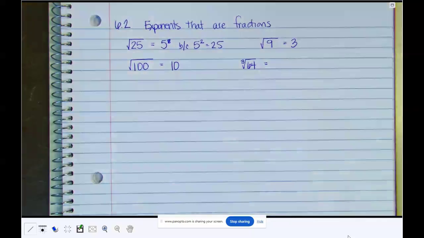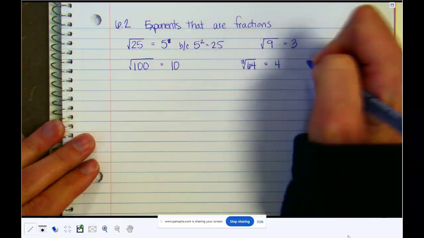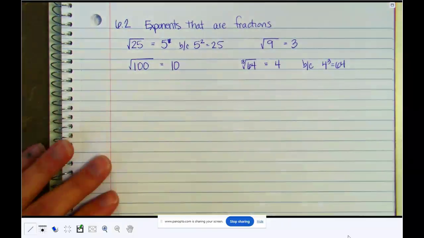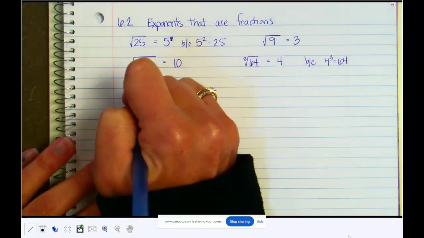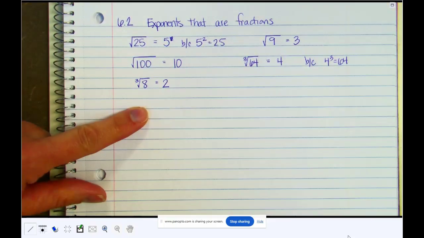Okay, so what times itself 3 times is equal to 64? Yeah, it's 4. 4 times 4, 16 times 4 is 64. Okay, and we know that's because 4 cubed is equal to 64. So how about the cube root of 8? Yep. Are you cheating? This is 2.